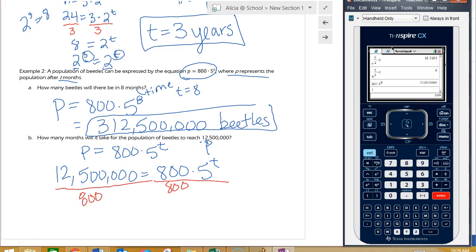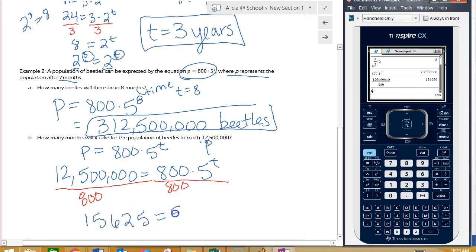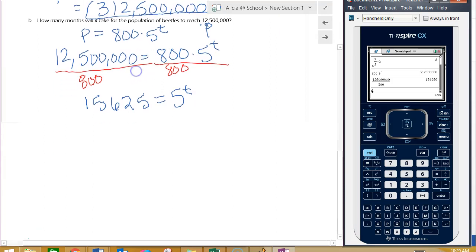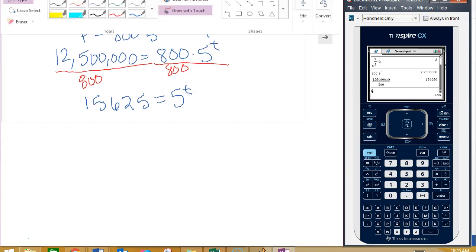I'm going to use my calculator here on the side. So if I have 12,500,000 divided by 800, I get 15,625 equal to 5^t. Alright, now I need to find my bases. So 15,625, and I have a 5^t here.